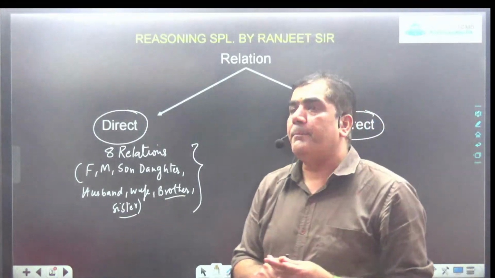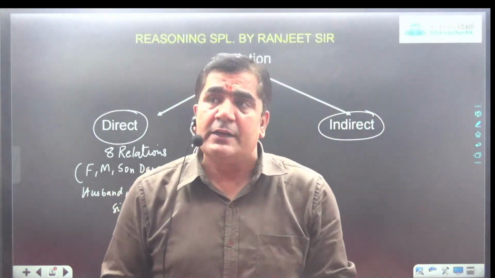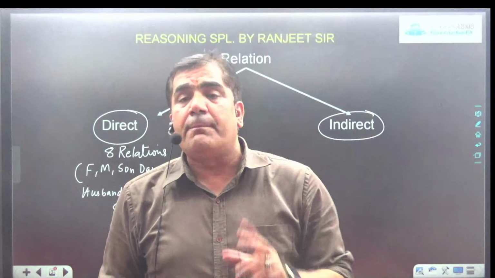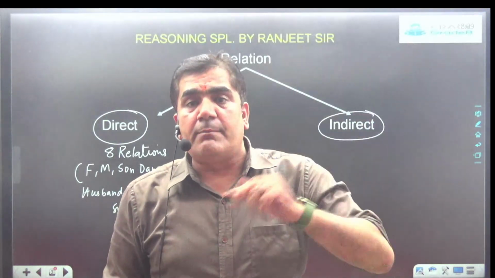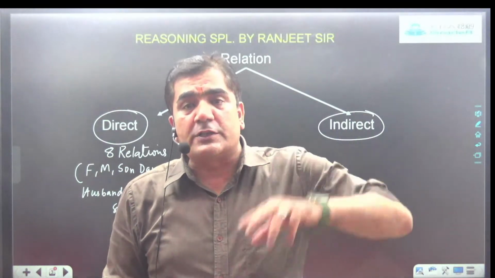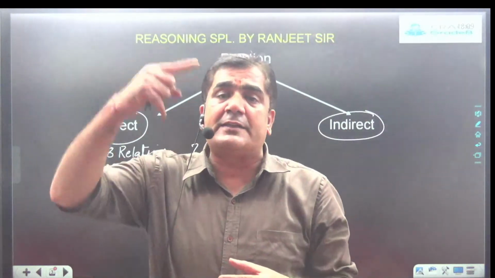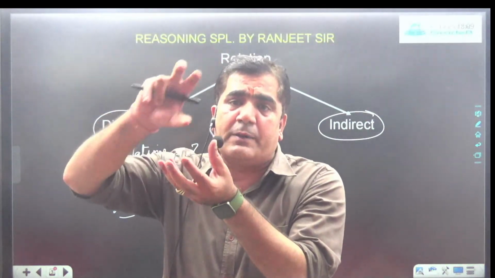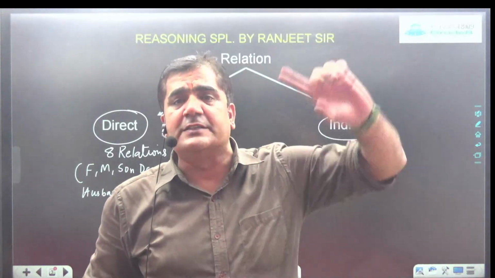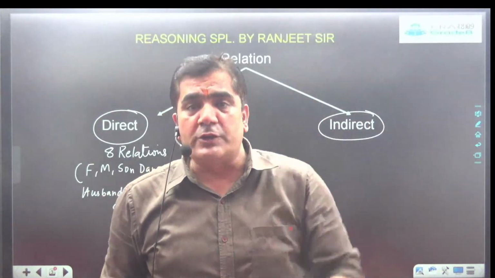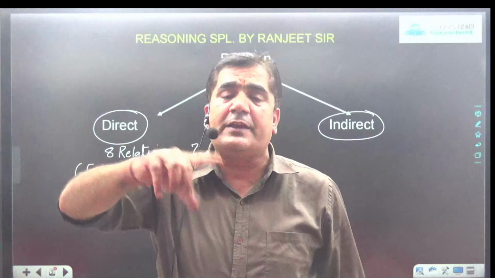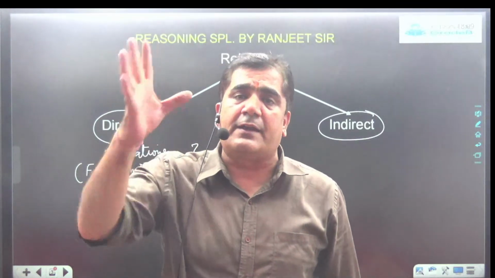Suppose I say me and my aunt. So who is an aunt? My father's or mother's sister. This aunt has been created by my father or mother. If my father or mother was not in between, then the relation between me and my aunt is not possible. So here again, since my father or mother has come in between, that is called an indirect relation.